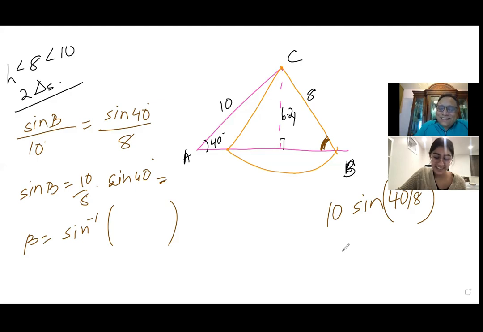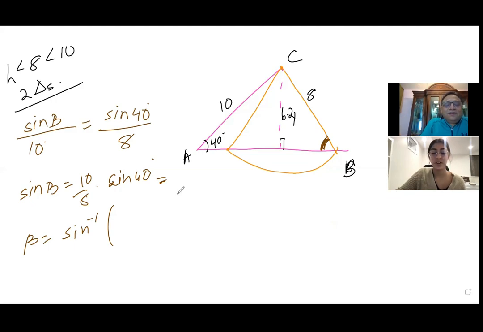So sine of 40 is 0.6427. Times 10, divided by 8: 6.4278 divided by 8 is 0.80348. And do sine inverse of that, so you get B. Let me just write it down: 0.8035. And then sine inverse is shift sine -1 of 0.8035. It's 53.47.